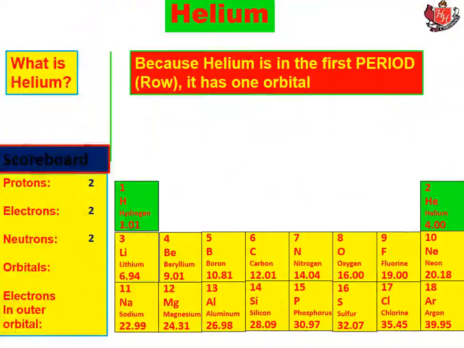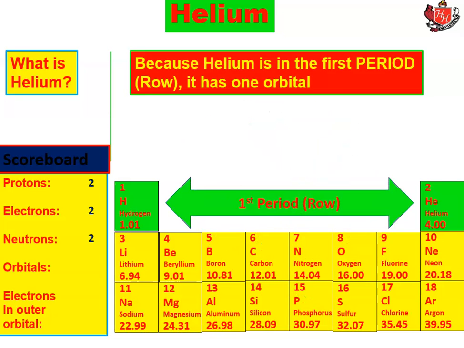All right, now what row is helium in? We need to figure out how many orbitals. Well, because helium is in the first period row, again, the word period and row is interchangeable here, it has 1 orbital. First period, 1 orbital. Second period, 2 orbitals, and so on. Okay, we'll get to that in a minute. All right, so that means we can fill in our orbital number down there on the scoreboard, and it has one orbital.